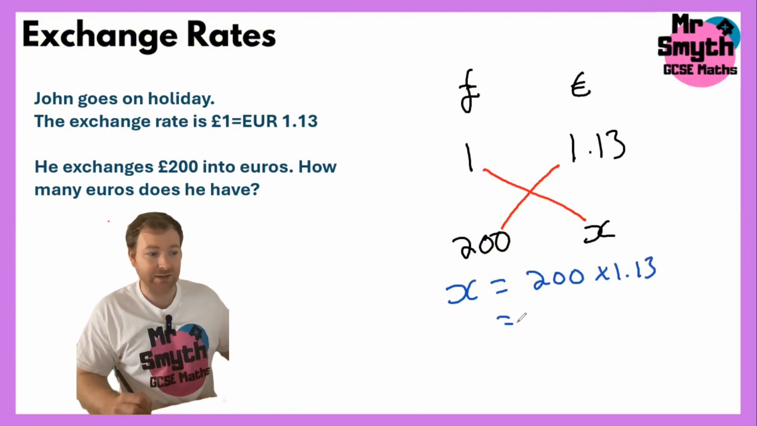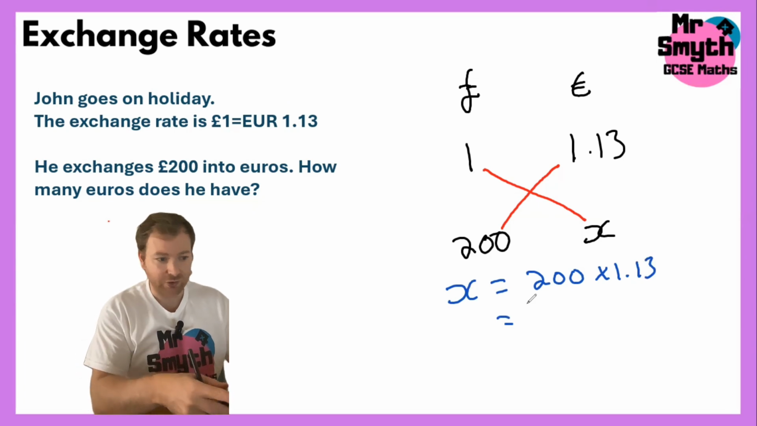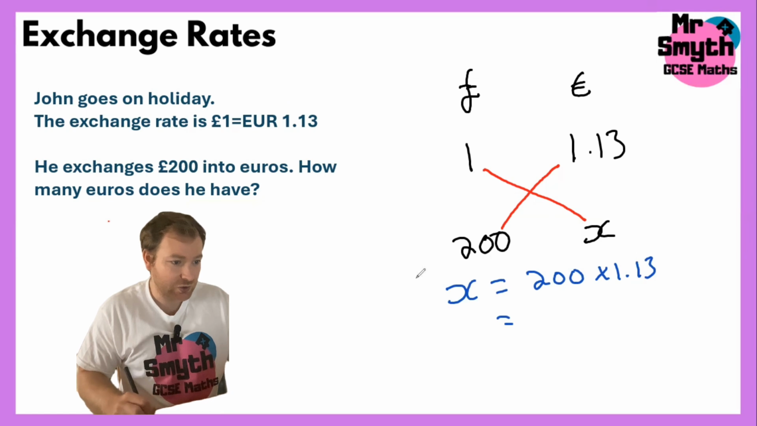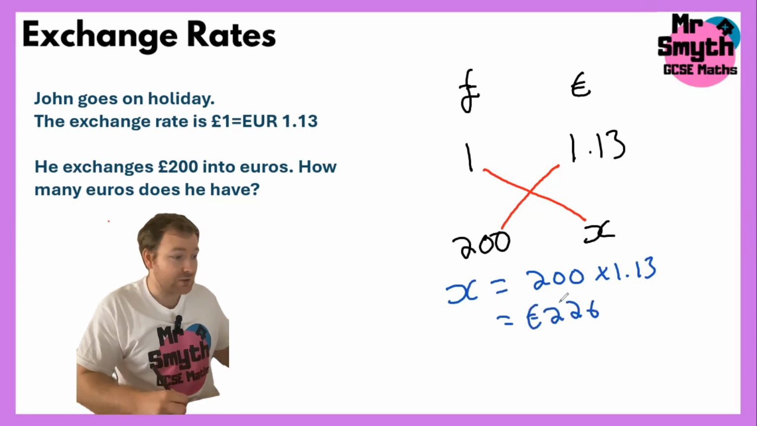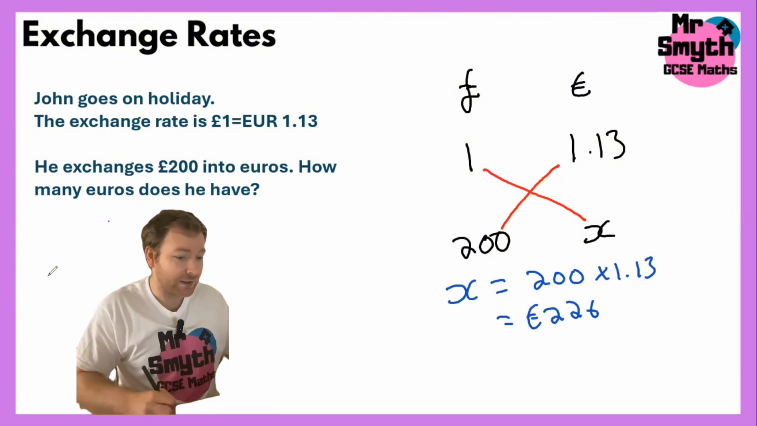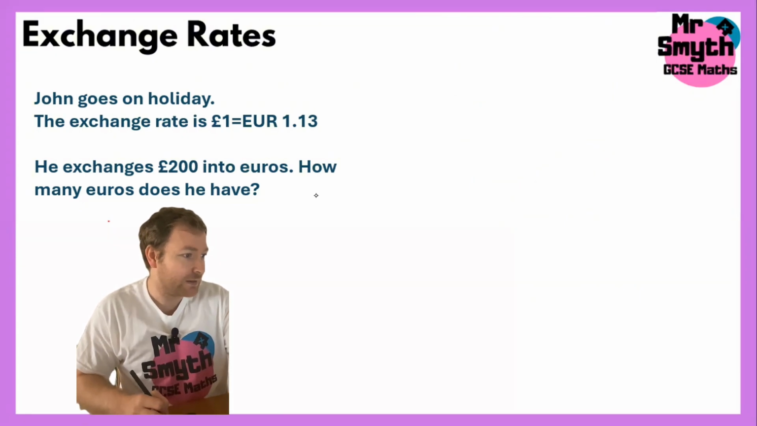Now to calculate X, we just need to read across. So 200 times by the 1.13 gives us 226. So this is 226 euros. So yeah, hopefully that one makes sense. Let's take a look at this next question.